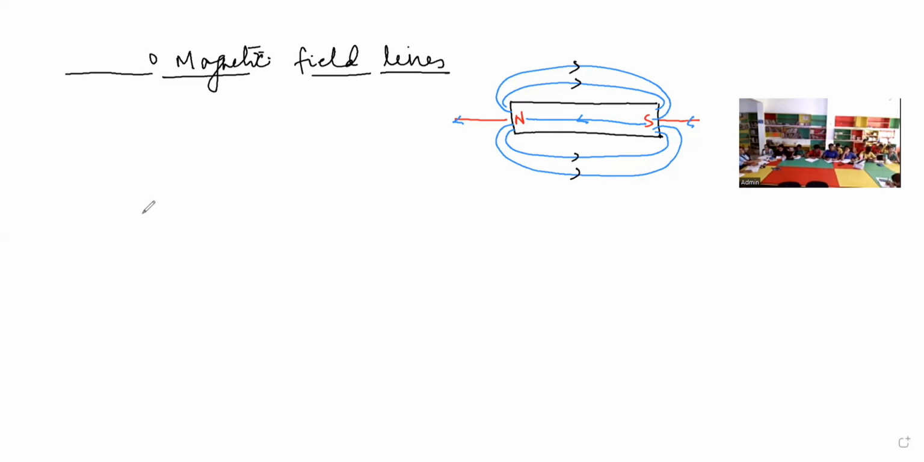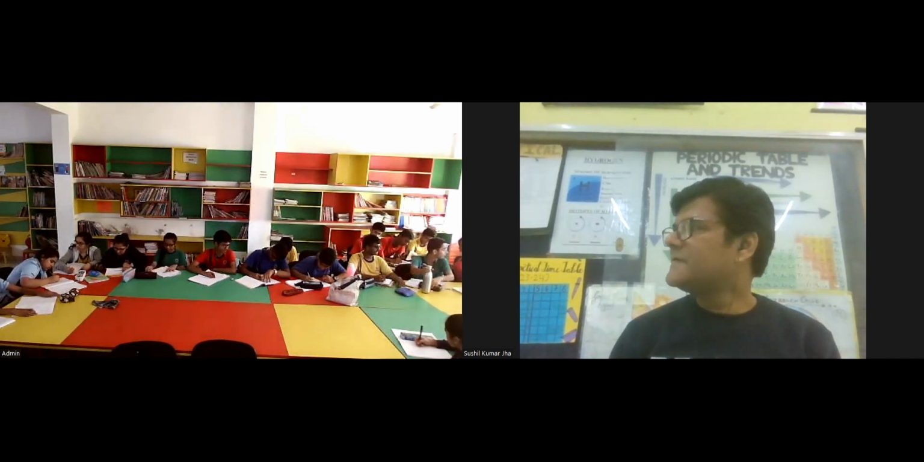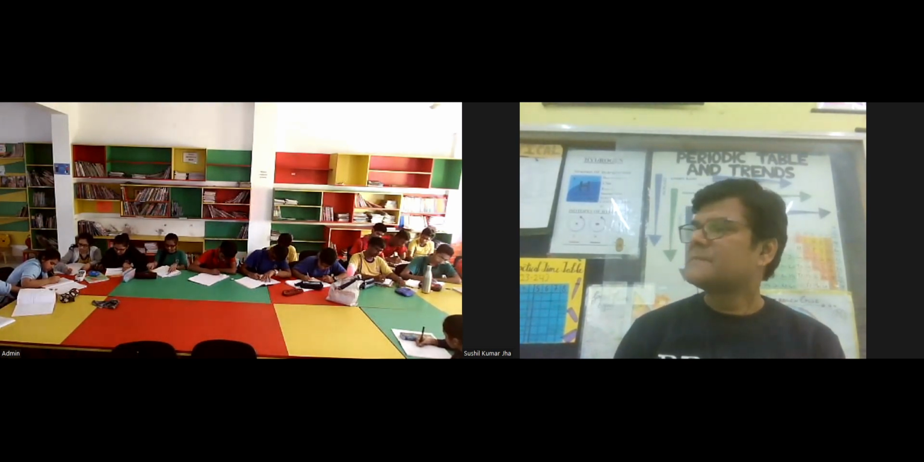Yes, sir. Then write next. Magnetic field lines due to a current carrying circular loop.